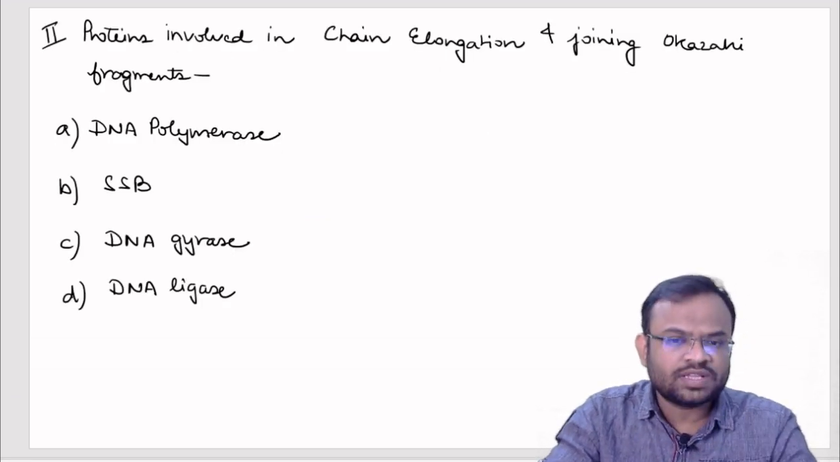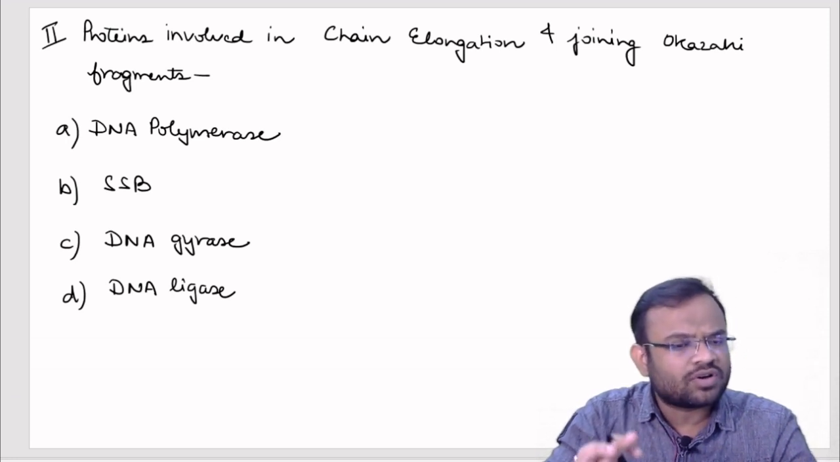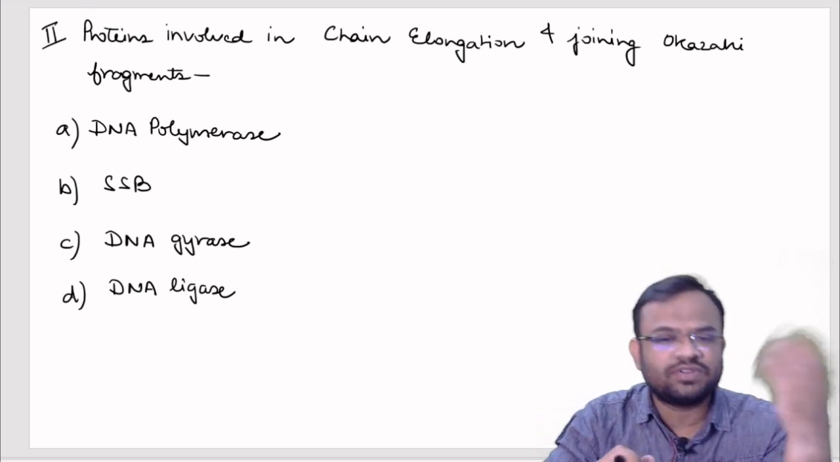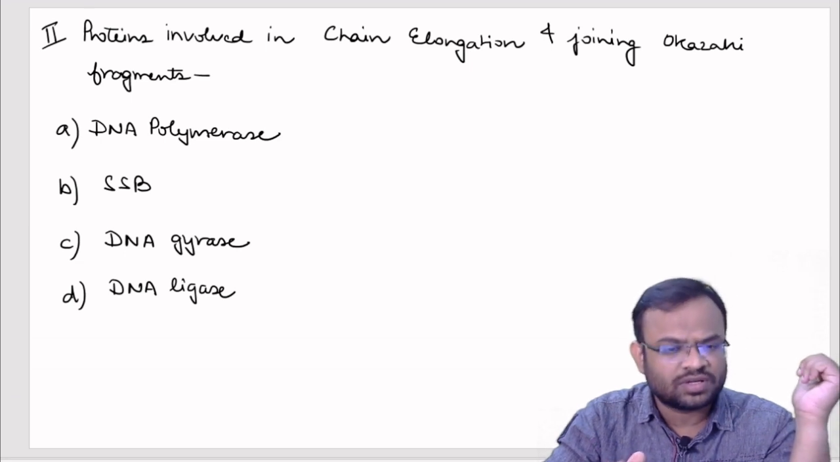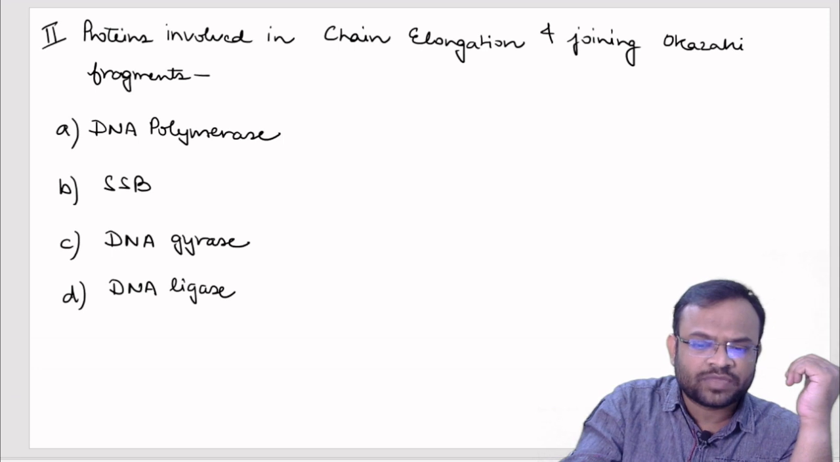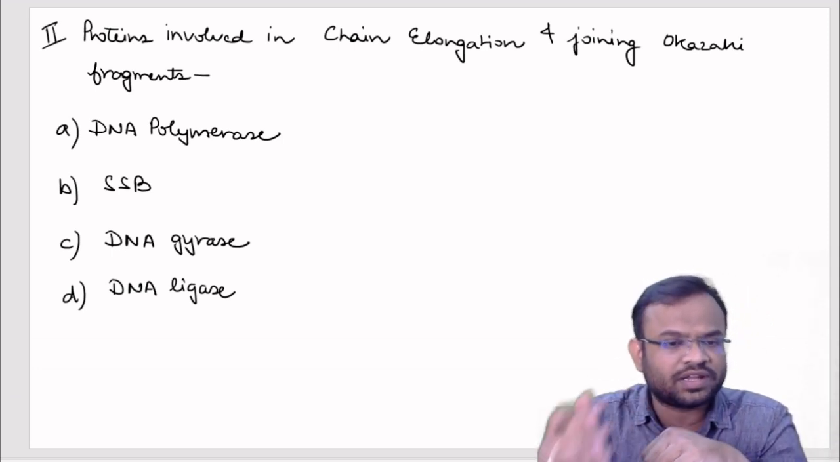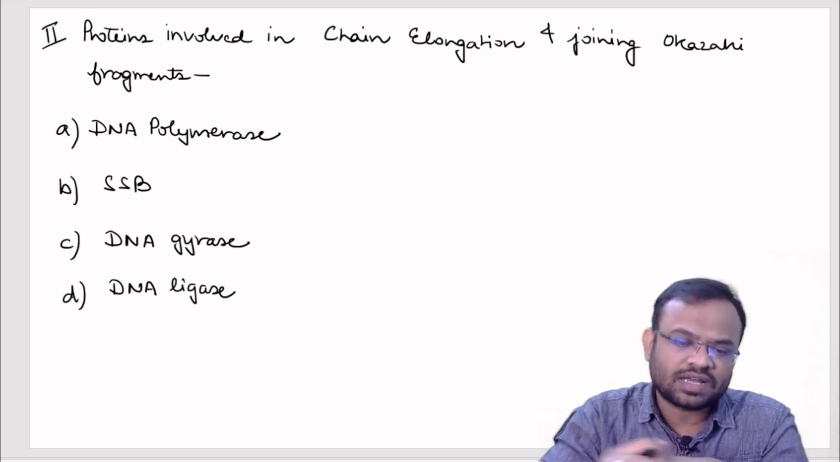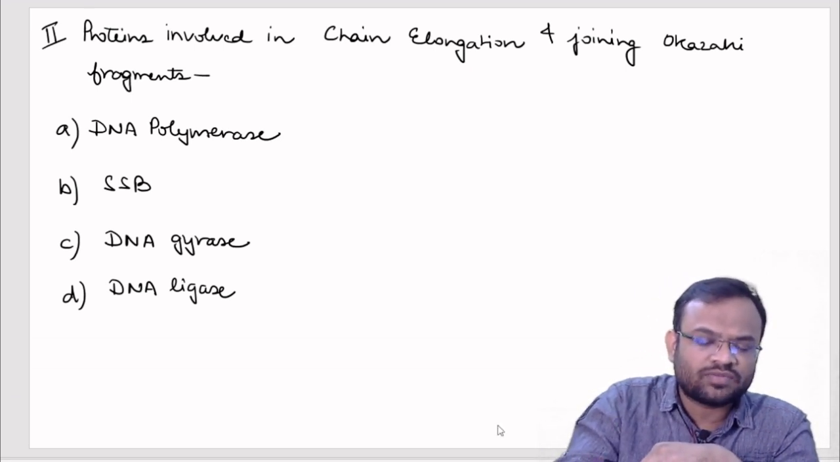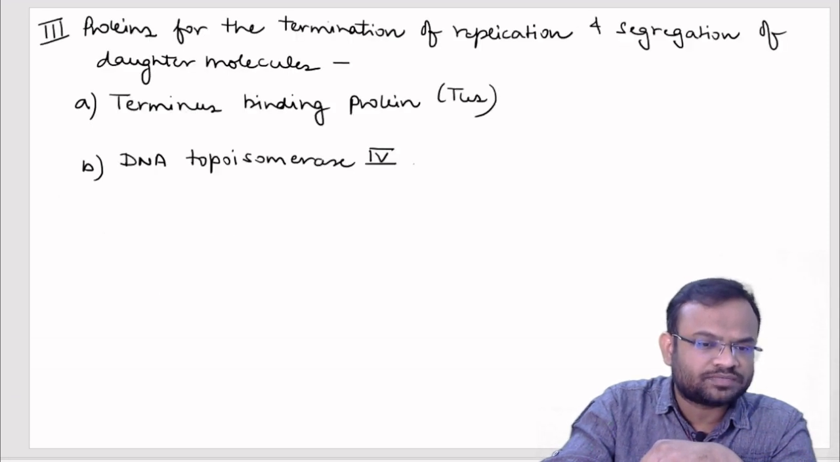Now, proteins involved in chain elongation and Okazaki fragments. We are not going to talk about these proteins as of now, but since they are a part of the elongation process, we would be making a separate video on the elongation. However, I'll just tell you which proteins are involved in DNA elongation. So in DNA elongation, DNA polymerase, single stranded binding protein, DNA gyrase and DNA ligase are involved. We would talk about them in more detail in the upcoming videos. Now let us move on to the next slide.